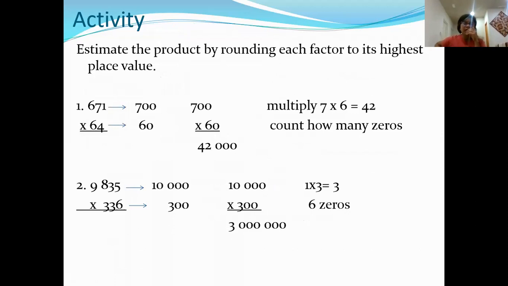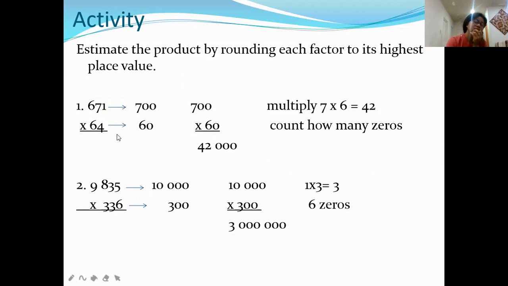Next activity, estimate the product by rounding each factor to its highest place value. So we have number 1, 671. Okay, the highest place value is 6, so the number beside 6 is 7. Then when the number is 5 or more, we are going to add 1. So 6 plus 1 is 7. That's why 671 became 700.